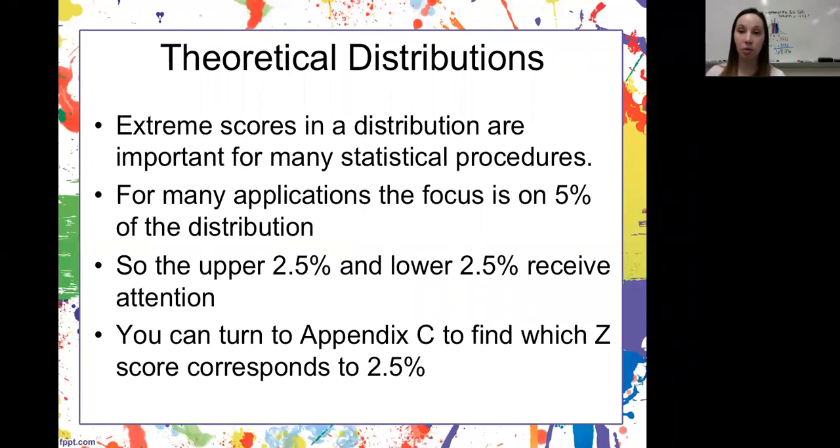These next two slides are really important, so make sure to make some notes with these. Extreme scores in a distribution are important for many statistical procedures. We care about the ends of the distribution. We care about the tails because those are the extreme scores, and those really matter to us. For many applications, the focus is on the 5% extreme. That's really important to us because it's what we call statistically significant from the rest of the distribution.